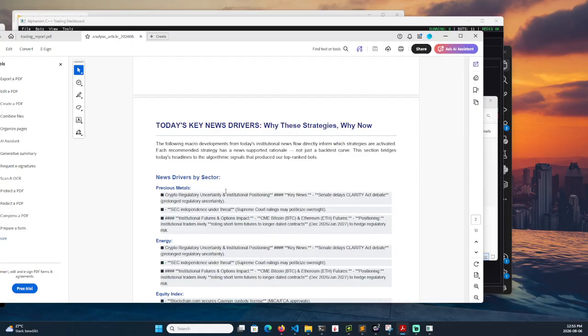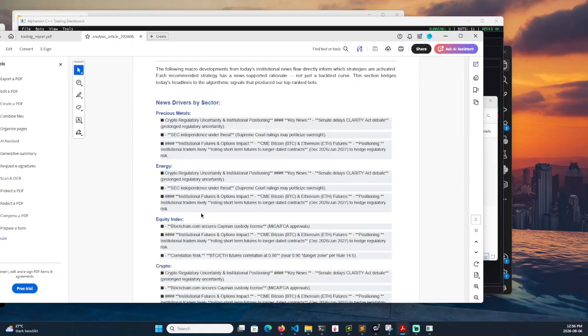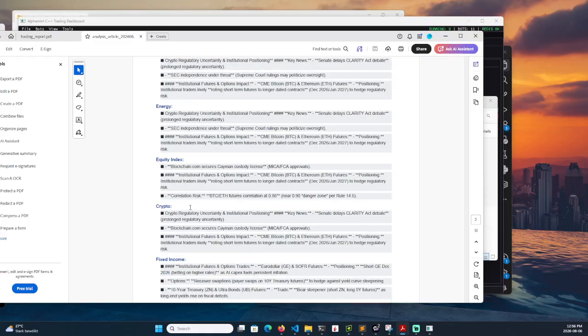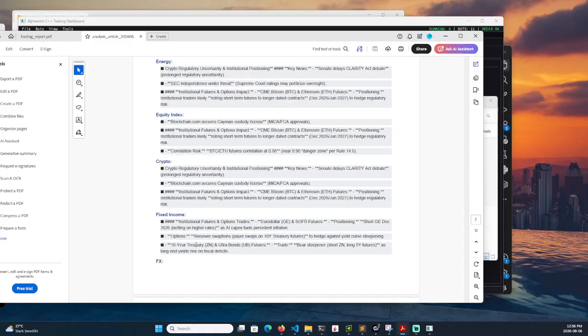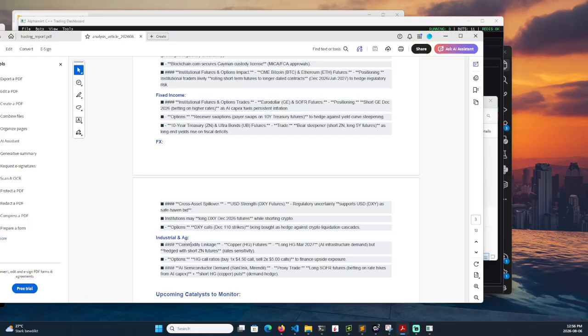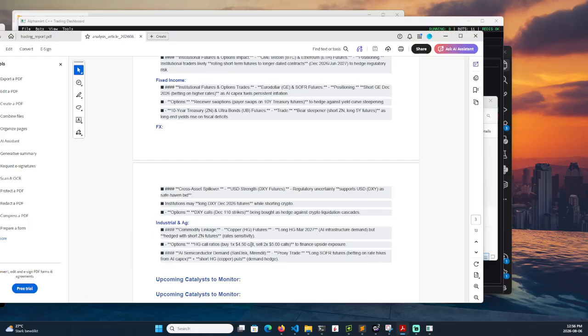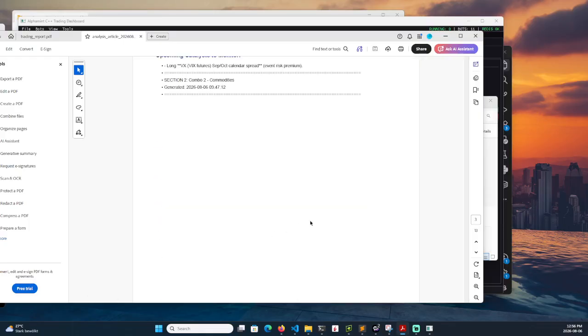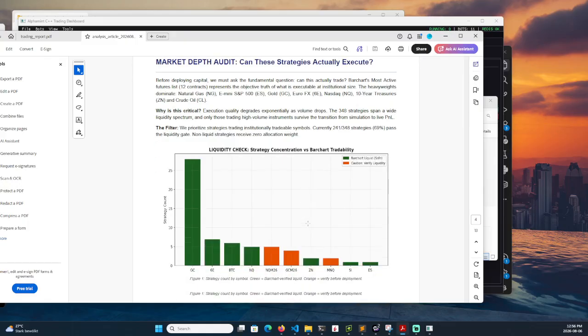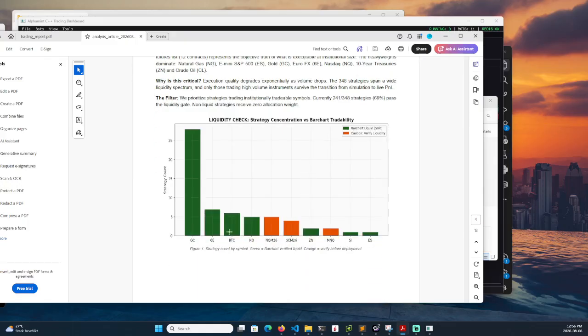Okay, so here's all the news for metals, energy, equity indices. Again, that's including S&P 500, NASDAQ, Russell. We've got our crypto, fixed income, Forex or FX, industrial, including metals and agricultural product. That's the nice thing about futures and options. So here's some of the different instruments that have been performing relatively okay.